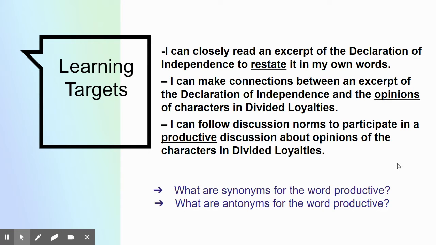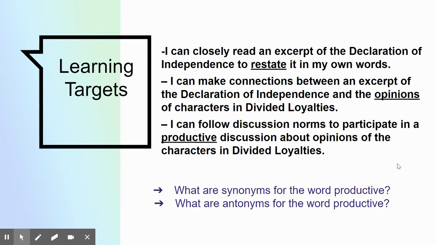I can closely read and discuss an excerpt. I can closely read an excerpt of the Declaration of Independence to restate it in my own words. I can make connections between an excerpt of the Declaration of Independence and the opinions of characters and divided loyalties. And last, I can follow discussion norms to participate in a productive discussion about opinions of the characters and divided loyalties.